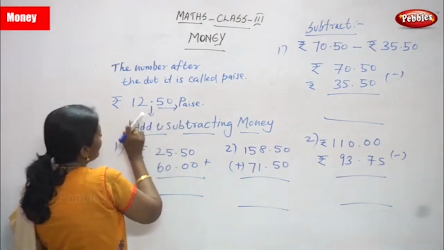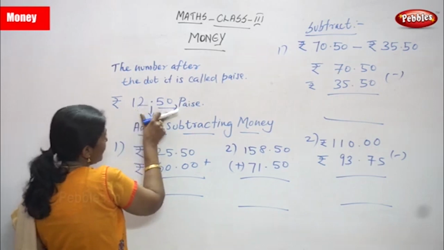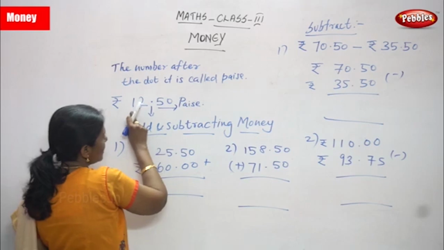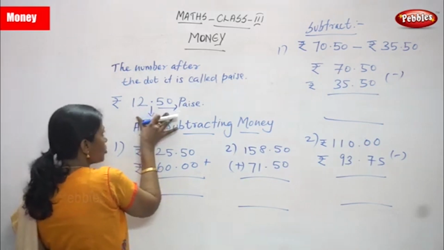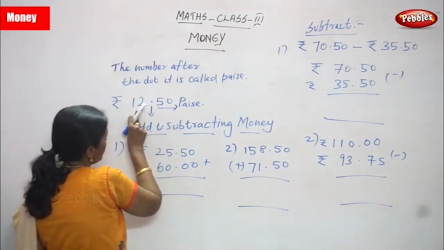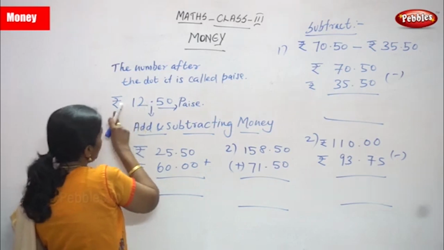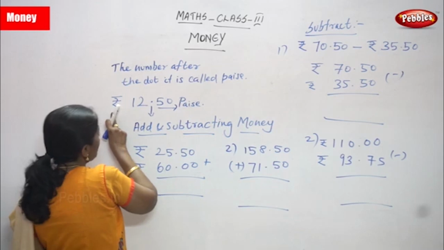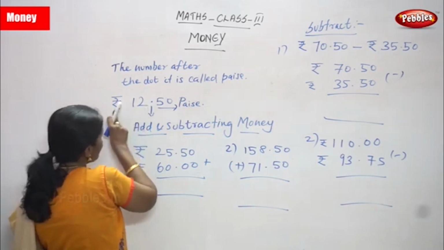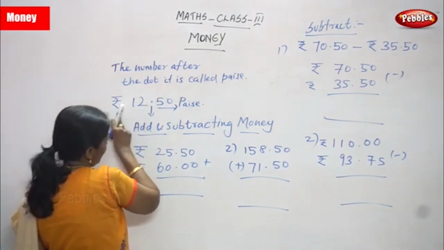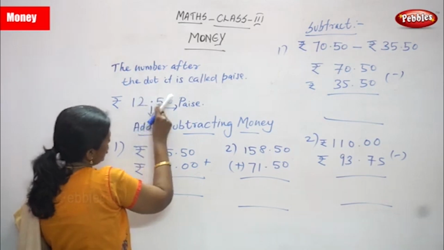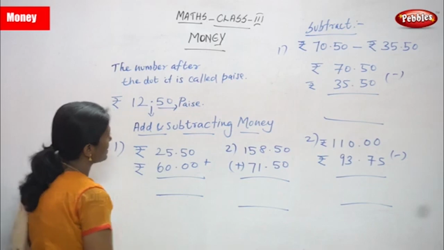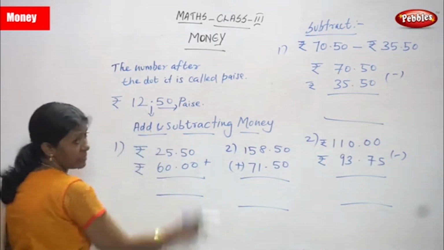So how are we going to write this? This is 12 and 50, so in between you have to put a dot. This dot only segregates the two numbers. The first number we consider as rupees. This is the symbol of rupees, so rupees 12. You have to write the rupees symbol in front of the number. After the dot we write the number that we call paise. So 12 is rupees and 50 is paise.